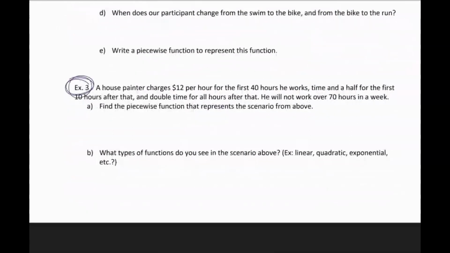Example 3. Here's where we're really going to have to apply piecewise functions because it asks us to write the piecewise function. It says a house painter charges $12 per hour for the first 40 hours he works, time and a half for the first 10 hours after that, and double time for all hours after that. He will not work over 70 hours in a week. And then it wants us to write the piecewise function. So I'm just going to do a big T and then H for hours. Does it matter what variables you use there? No.